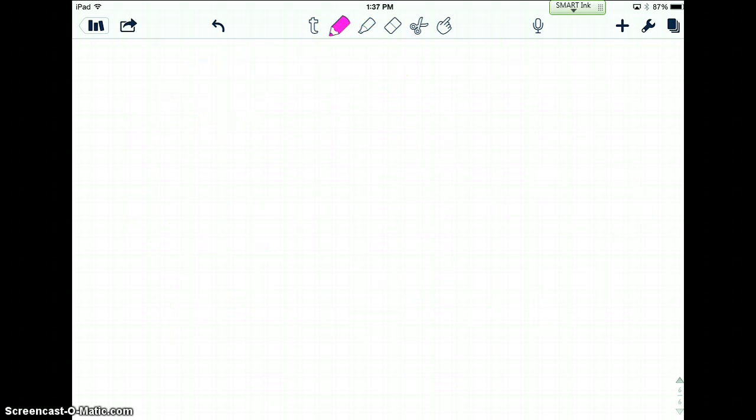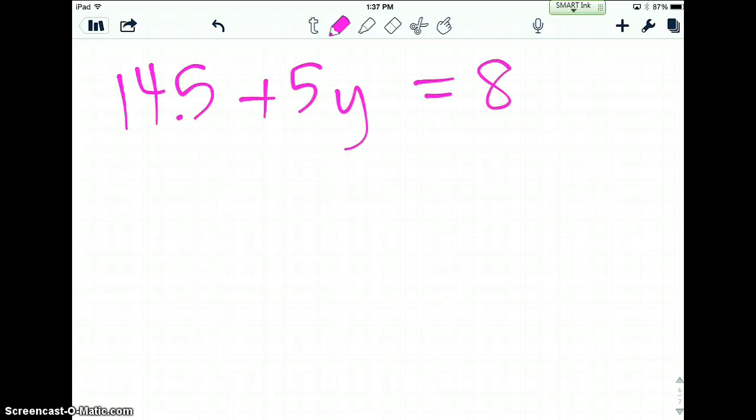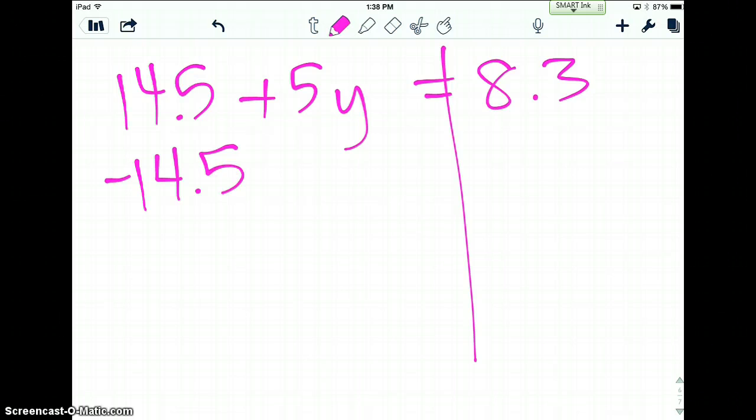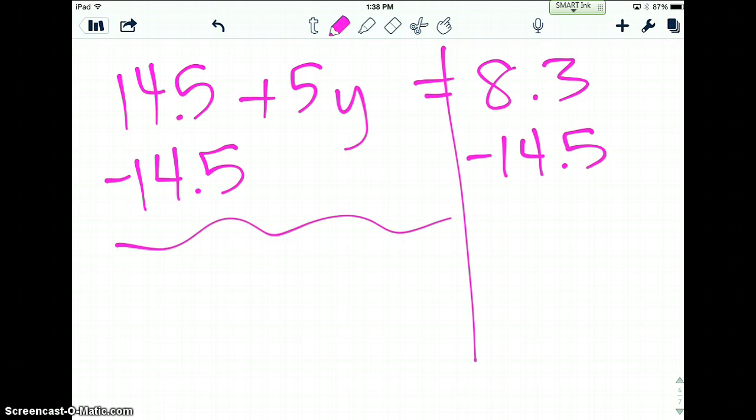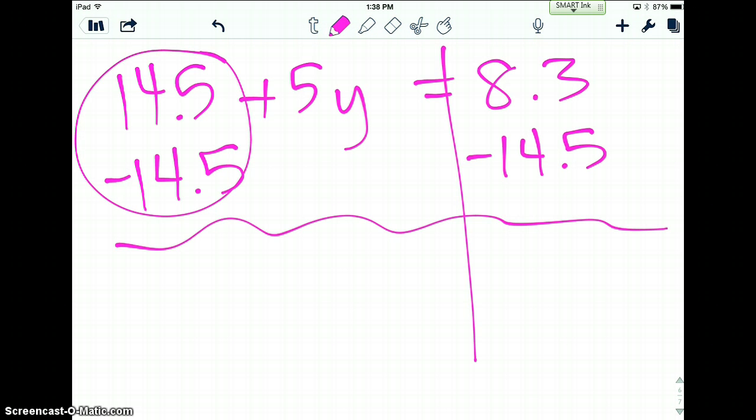Okay, so let's start in. I'm going to rewrite this. 14.5 plus 5y equals 8.3. I need to get rid of the addition by 14.5, so I am going to subtract 14.5 from both sides. Now I simplify it. Well, here these are opposites, so those are going to go away, and I'm left with a positive 5y.